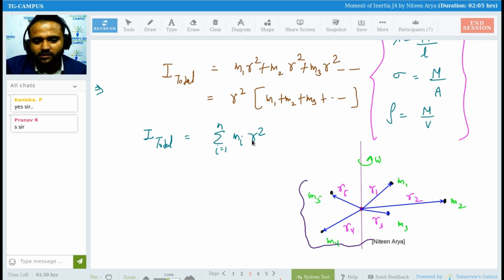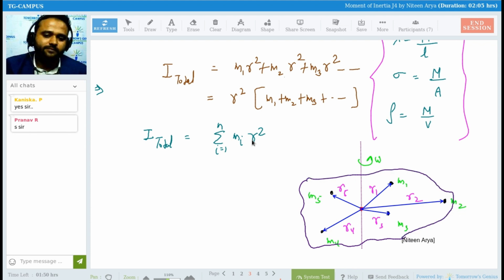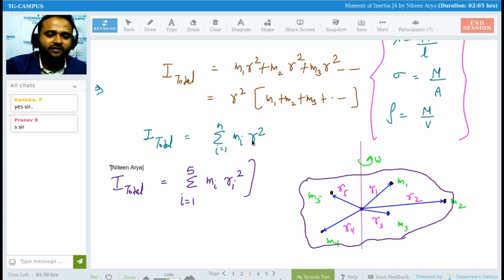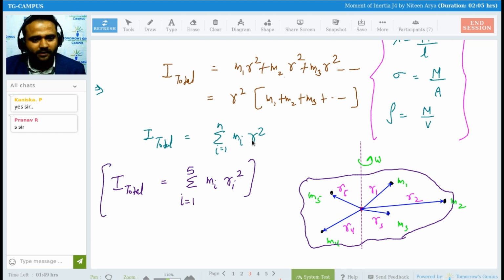Suppose this is an unsymmetric body containing these 5 particles. If I know the number of particles and it is discrete, what I can do from here is take the total again. Now I can put i here also. Summation i equals 1 to 5, because I have only 5 particles, m_i, because m1, m2, m3 and so on, times r_i squared. Is this clear?